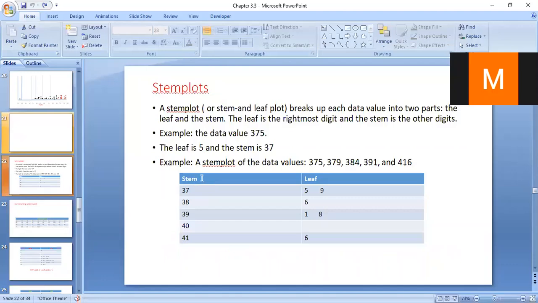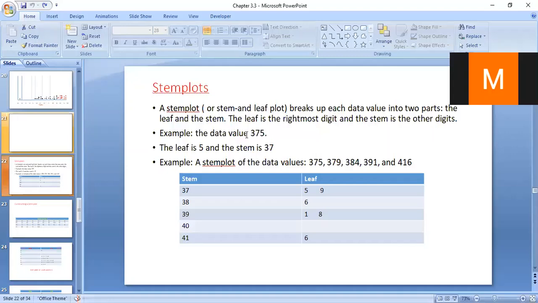The stem block, you call it the stem and leaf. In the two columns, the first column is the stem and the second is the leaf. Then you break up the data into two parts, the leaf and the stem. The leaf is the rightmost digit and the stem is the other.